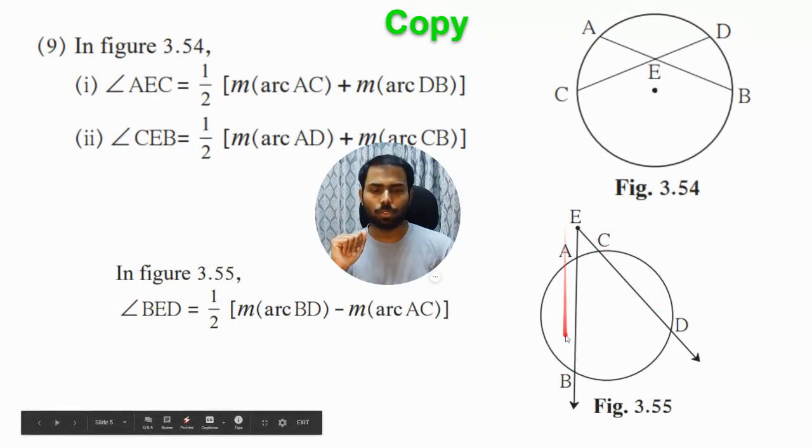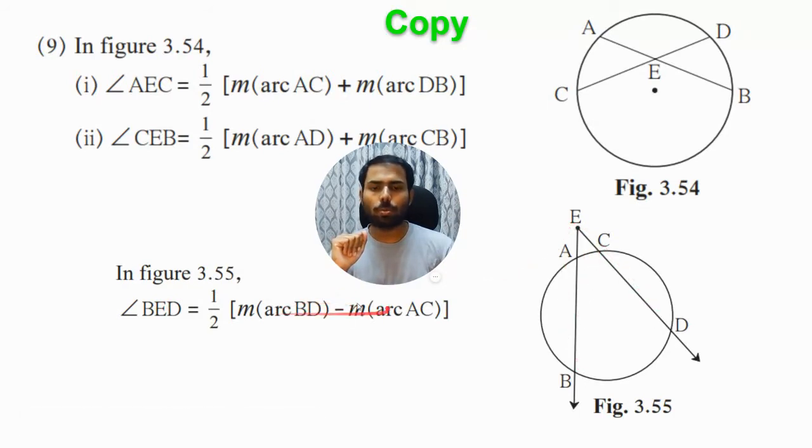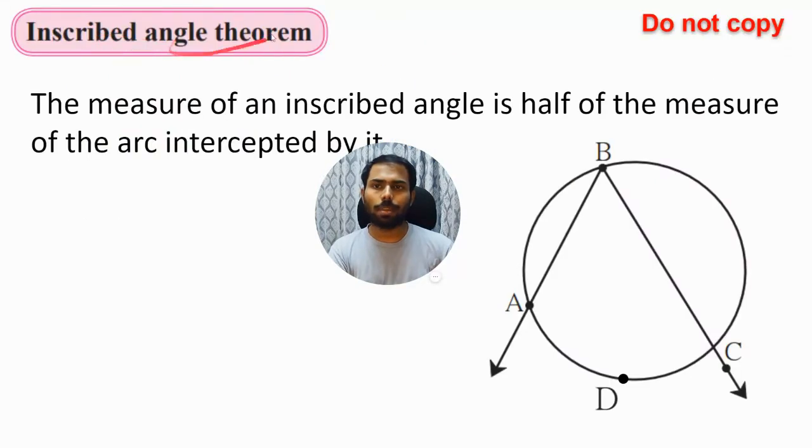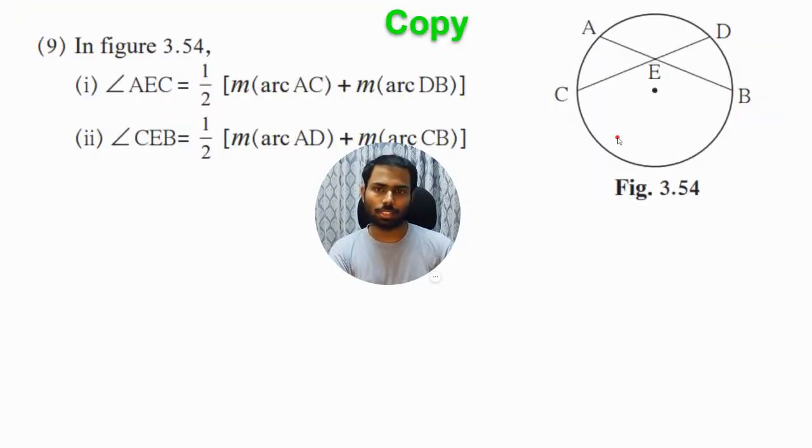BED यहाँ पे है. Okay, so अगर external point होगा तो दोनों arcs को minus कर दो, internal point होगा तो दोनों arcs को add कर दो. This modification you have to remember for using inscribed angle theorem when the point is either inside or outside the circle. Okay, this was a quick revision of our last learning session.